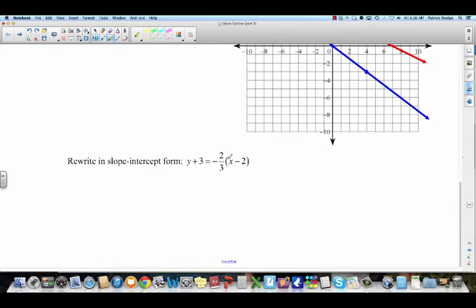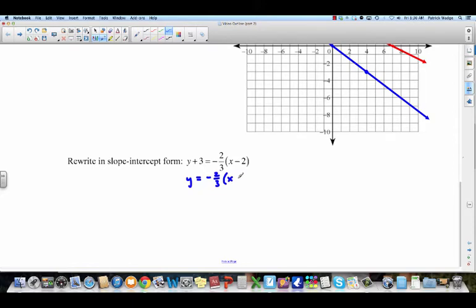Okay, so here's one in point slope form. We want to switch it into slope-intercept form. So remember, slope-intercept form is y equals mx plus b. We want the y by itself. So the first thing is you want the y by itself. You can move this 3 over. So you have y equals -2/3 x.